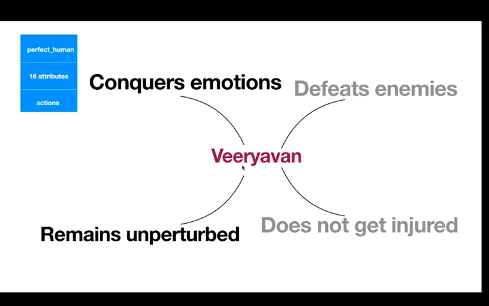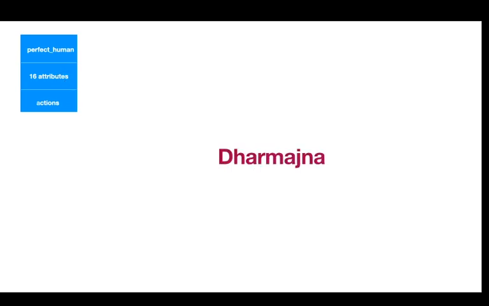So, what Viryavan actually means is you should control the emotion, but while doing so, you should not regret doing that. You should remain unaffected by the fact that you are controlling the emotions. That is the true meaning of this word called Viryavan, which is the second attribute among the 16 attributes.